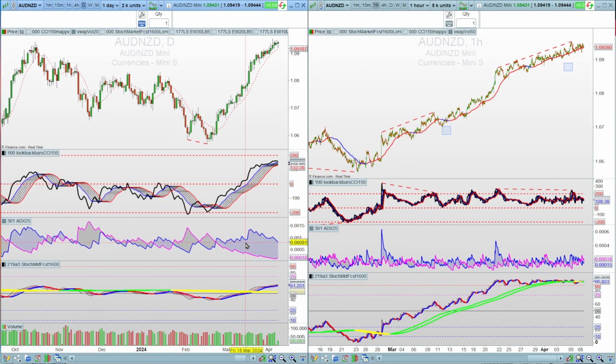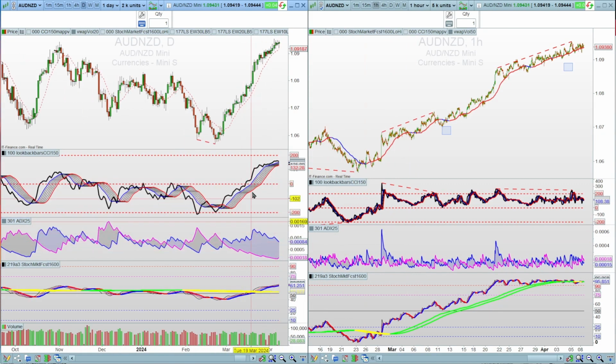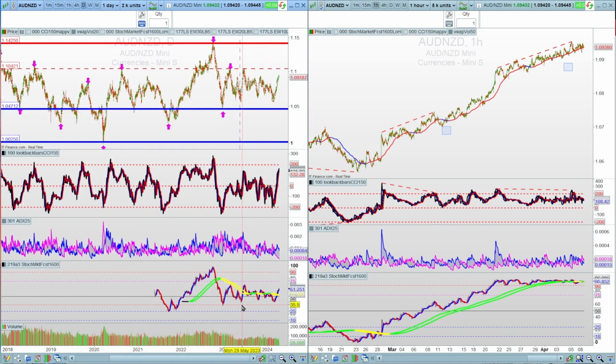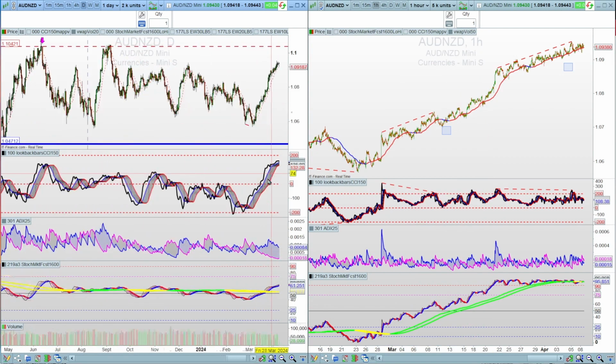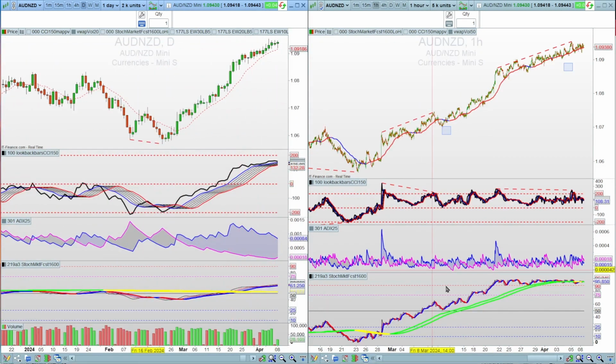Now notice as well we've got the ADX 25, which helps us support that bullish movement on the daily, and down here we've got the stochastic market forecast indicator, which is showing above the 50 level, which indicates a bullish movement as well. When it's below the 50 it's generally bearish, so at the moment it's bullish on the daily in this case. But again, we use the CCI 150 as a primary trend indicator.